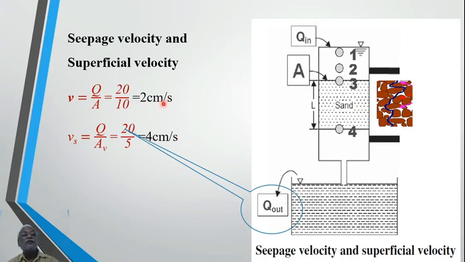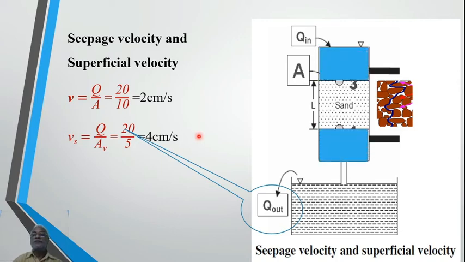The earlier one will be referred to as superficial velocity, and this is seepage velocity. Okay. You can just see that it is slower when it moves here, and when it moves through only the pores, it will be faster.